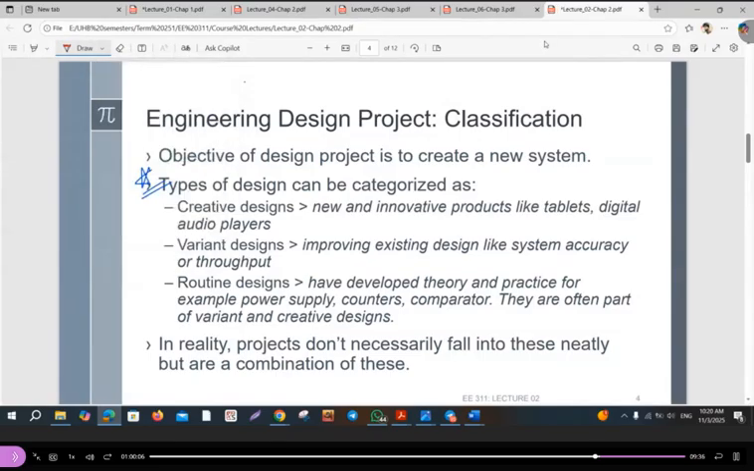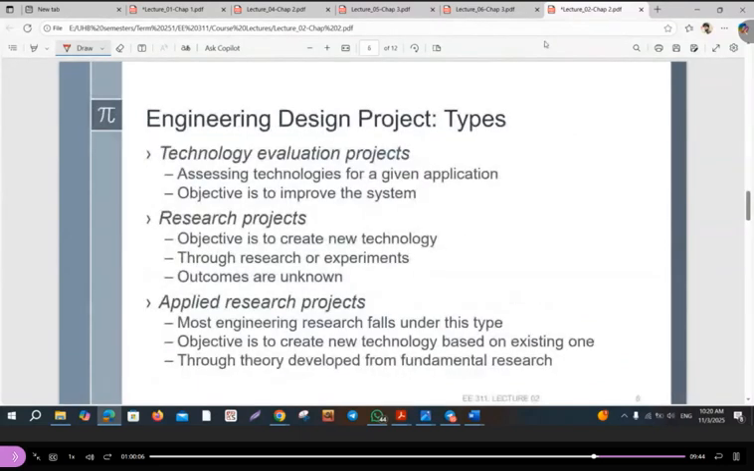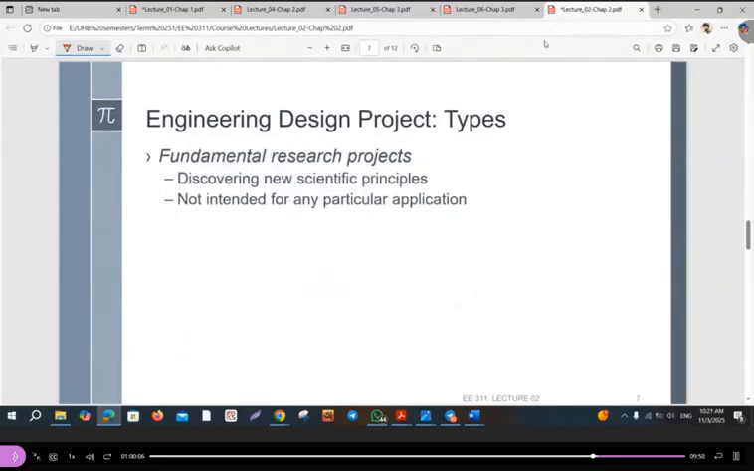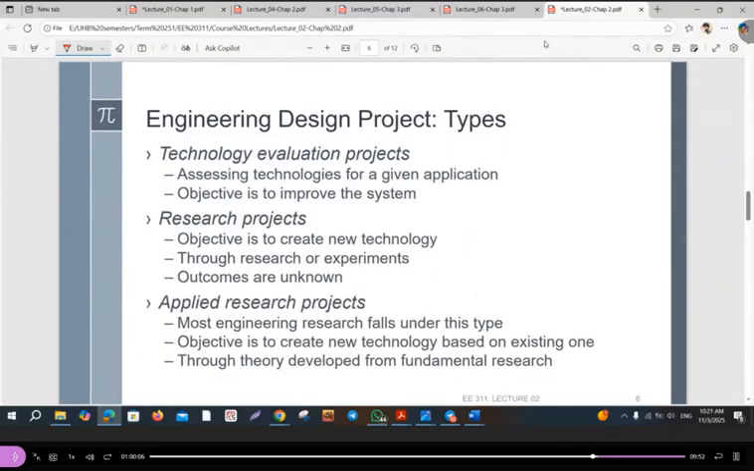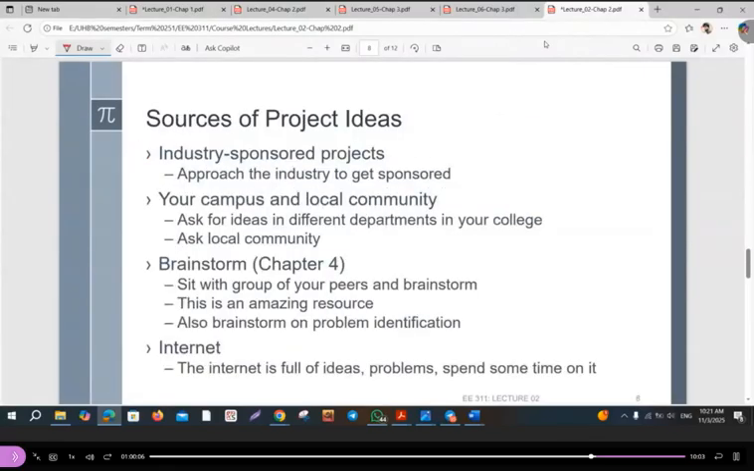And these are the types of design projects. There are 4: technology evaluation project, research project, applied research project, and fundamental research project. This is also actually the sources of the project ideas. Where do you get the source? This is also important. Industry sponsored, maybe from your campus, brainstorming, and searching the internet. Okay, these are not needed.